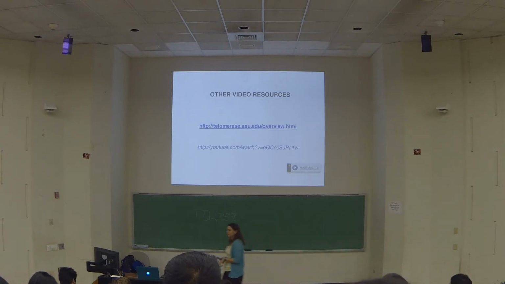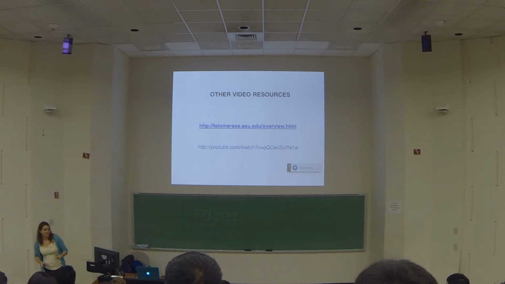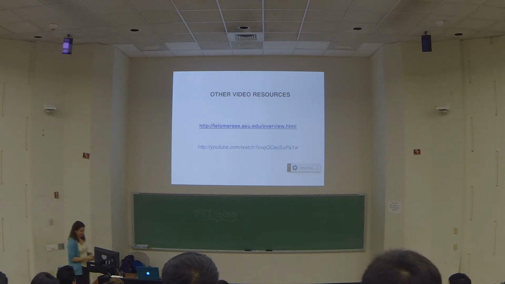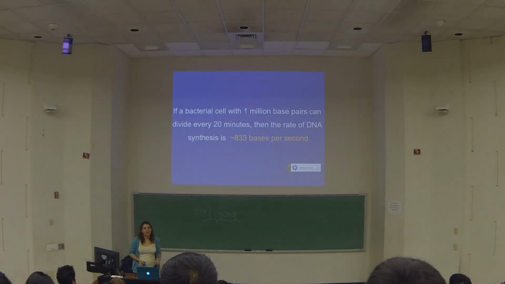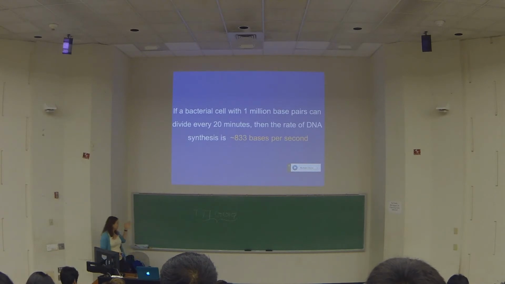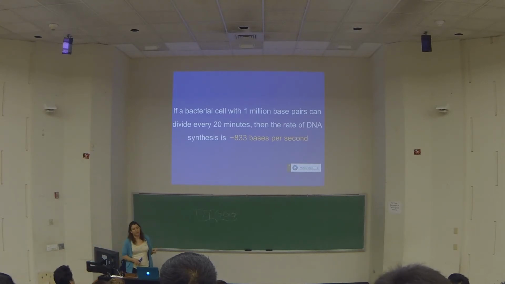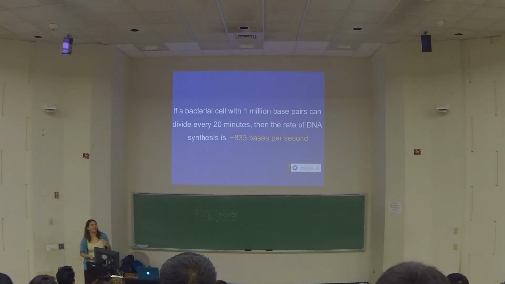All right. So this is only a problem for things that have linear chromosomes. What don't have linear chromosomes? Bacteria. All right, we talked about bacteria at some point on Monday, I think, or Friday. We calculated a quick back of the envelope replication rate. We came up with approximately 833, around 1,000 base pairs per second for a bacterial cell with a genome of 1 million base pairs to divide every 20 minutes. So it's replicating pretty fast.